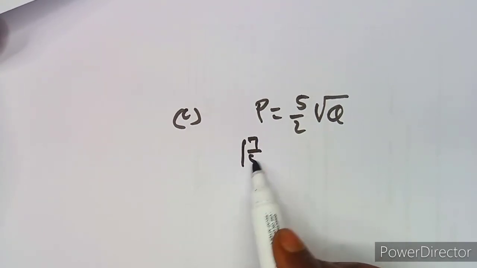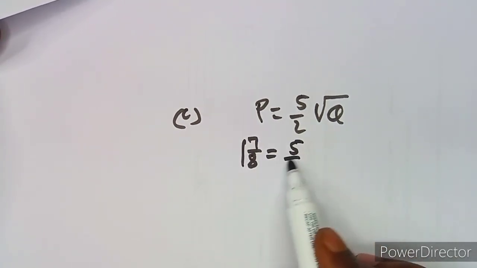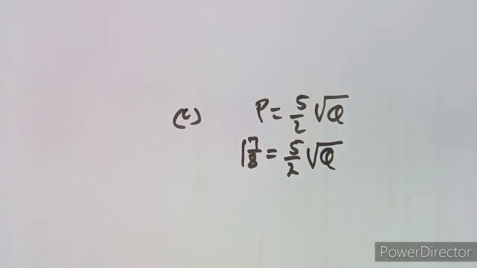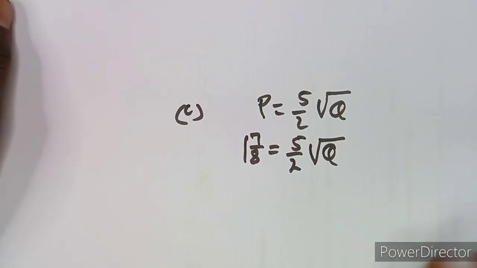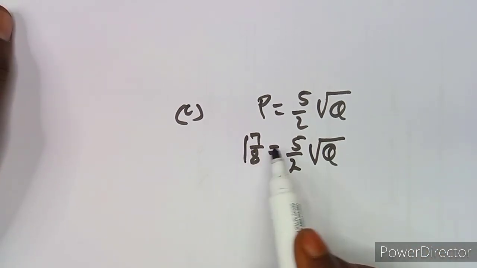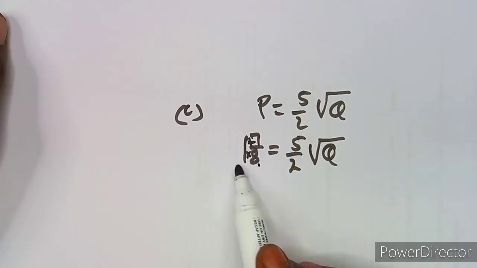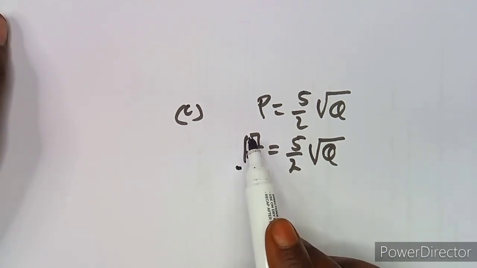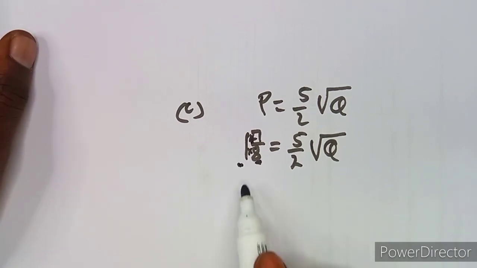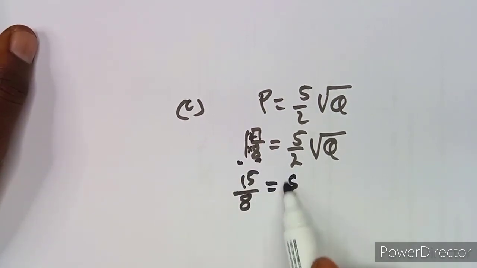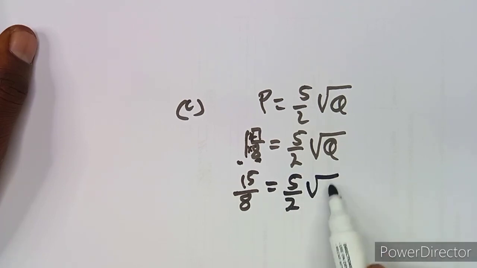1 and 7 over 8 is equal to 5 over 2 square root of Q. Does this make sense? Okay, I want to find the value of Q. So how can we play around? Okay, that's an improper fraction that we need here. So we need an improper fraction, multiply and add. So if you multiply, it's going to be 8 plus 7, that's something like 15. So you have 15 over 8, which is equal to 5 over 2 square root of Q.